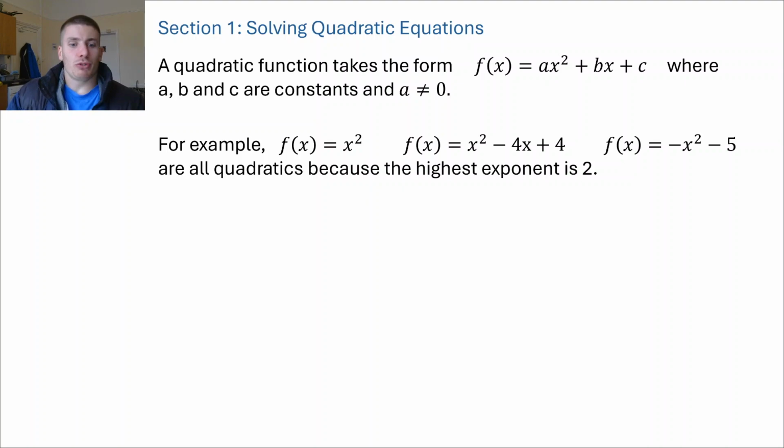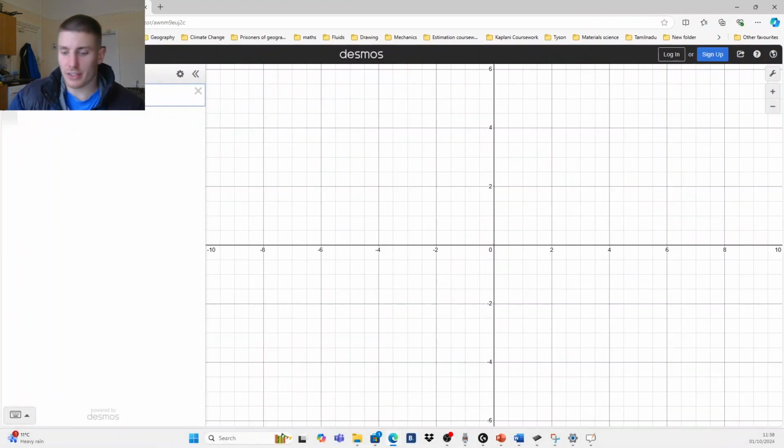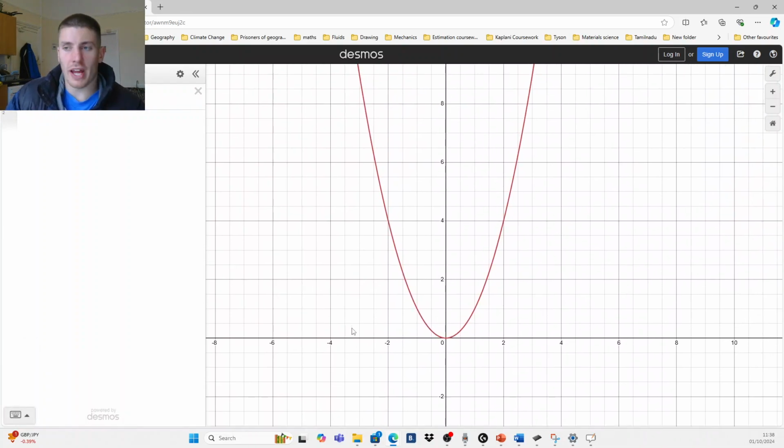And like I said, what's really useful is if I can get Desmos up and loaded, I can get it over onto the screen. Good. Okay, so that f of x just means y is equal to. The most basic quadratic is going to be, if we go and get this up, we can say x squared. So there we go, a quadratic takes this U shape.